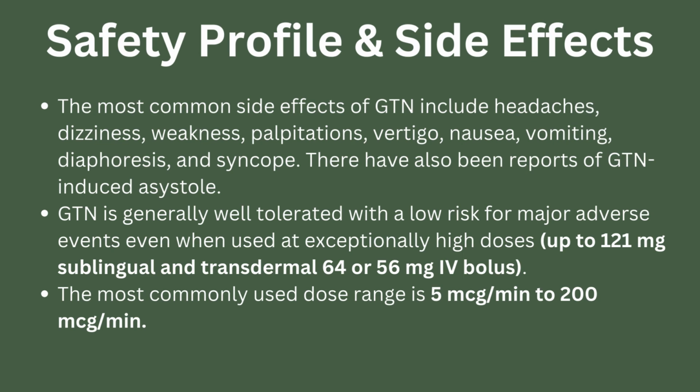GTN has been a long-standing mainstay for treating angina and ACS and is generally well tolerated with a low risk for major adverse events, even when used at exceptionally high doses, that is up to 121 mg transdermal or 56 mg intravenous stat dose. The most commonly used dose range is 5 micrograms per minute to 200 micrograms per minute.